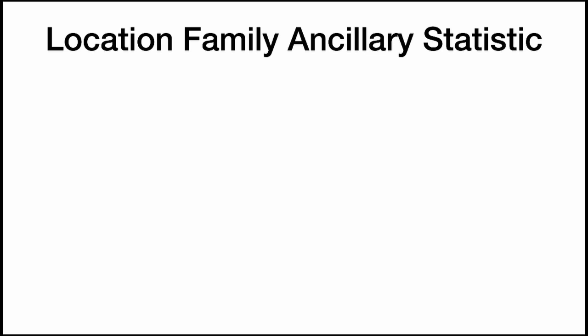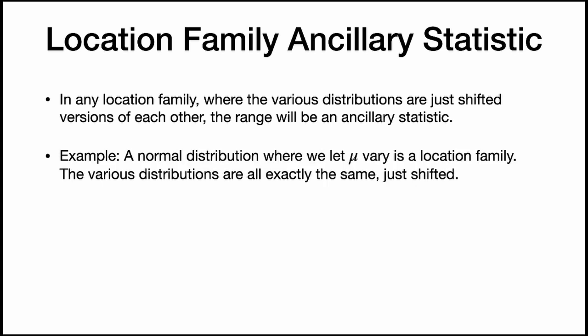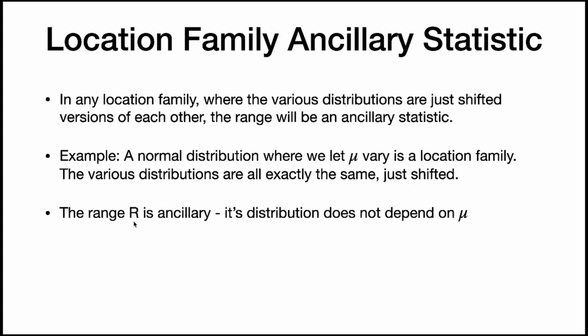And this is related to the idea of location families and having measures of spread be ancillary in a location family. Right, so in any location family where the various distributions are just shifted versions of each other, the range will be an ancillary statistic. So we saw that with the uniform distribution. And a normal distribution is a location family too. If we're only letting the mean vary, then all the different normal distributions are exactly the same, just shifted over. So the range is ancillary.